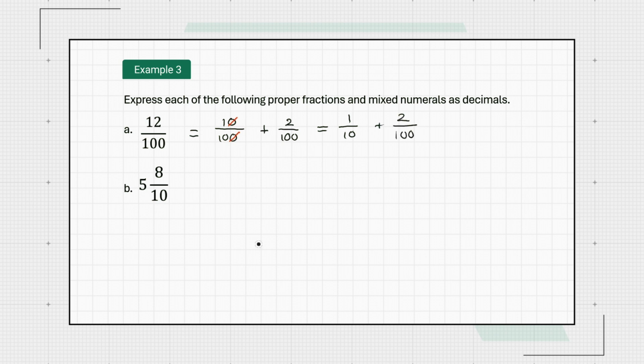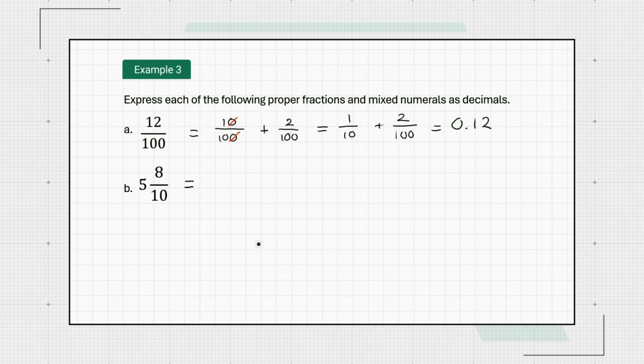Now we know that it's not bigger than 1, so it's 0. And then we need to do 1/10 and 2/100. So 12 out of 100 is equal to 0.12.